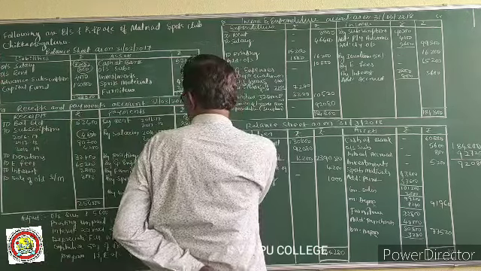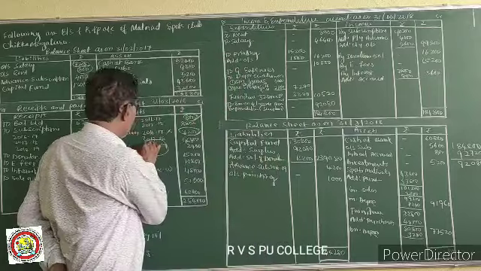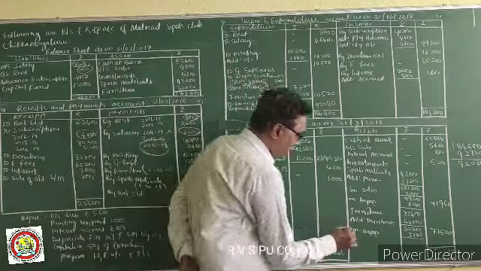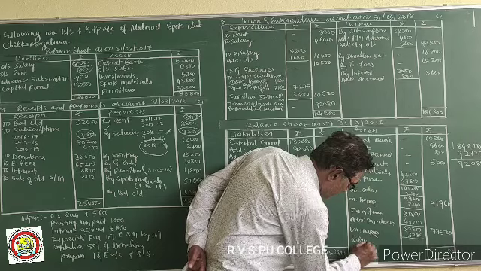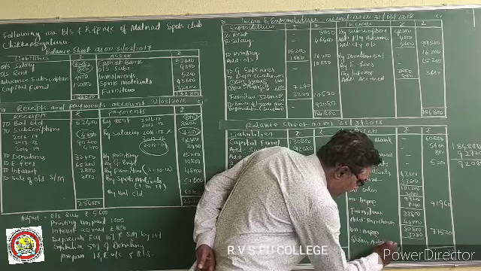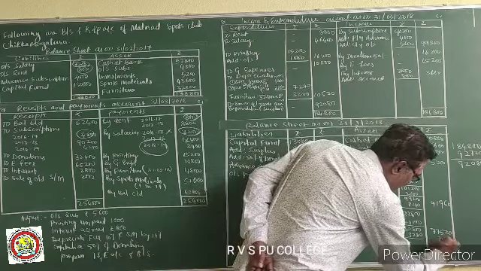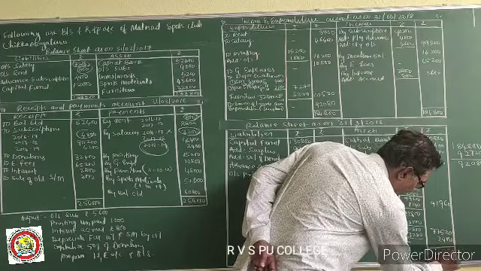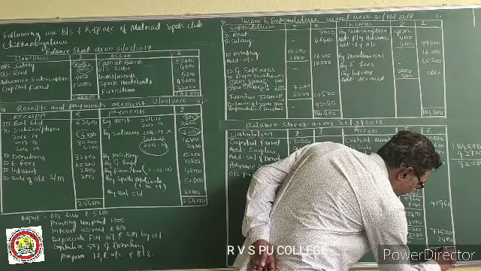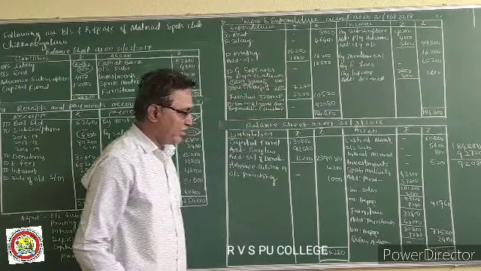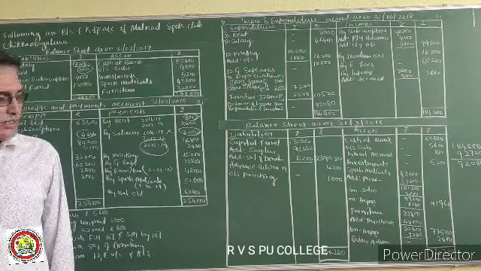One more is there, that is advance salary. Salary advance 2,400. So now 2,44,280. 2,44,280.